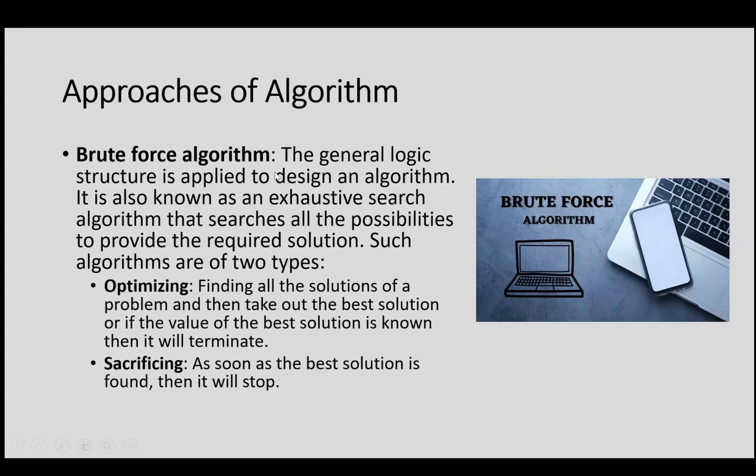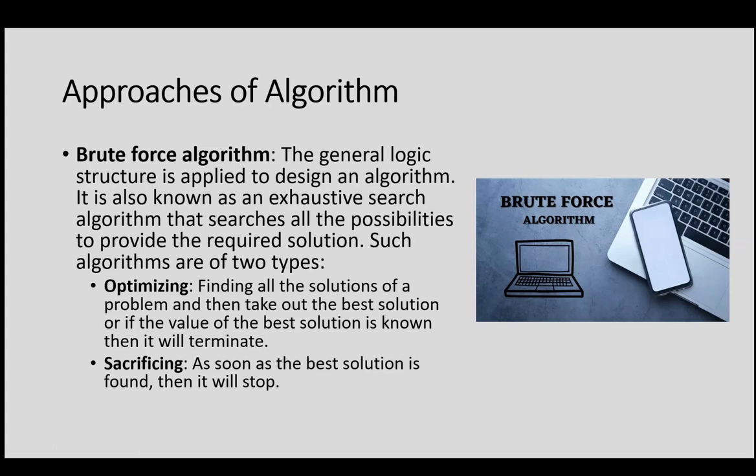So the explanation says: the general logic structure is applied to design an algorithm. It's not a big thing, it's just general knowledge. Like, I want to unlock a phone, I just want to know the password, so what might be the combination of the password? I'll just try. Sometimes it works, sometimes it fails. It is also known as an exhaustive search algorithm that searches all the possibilities to provide the required solution.